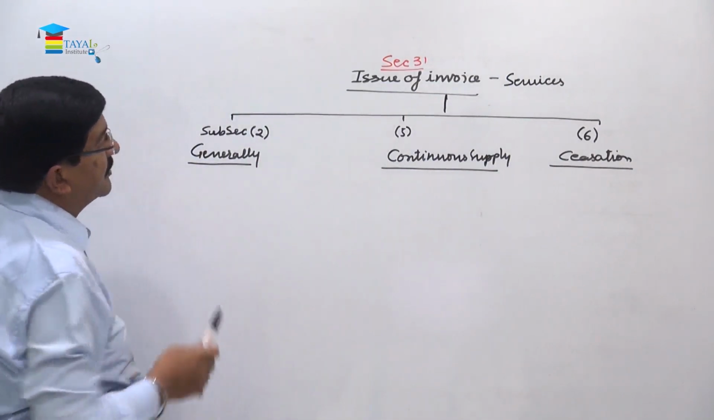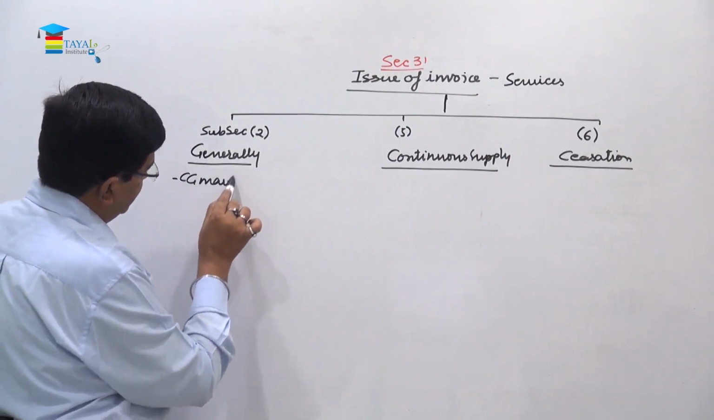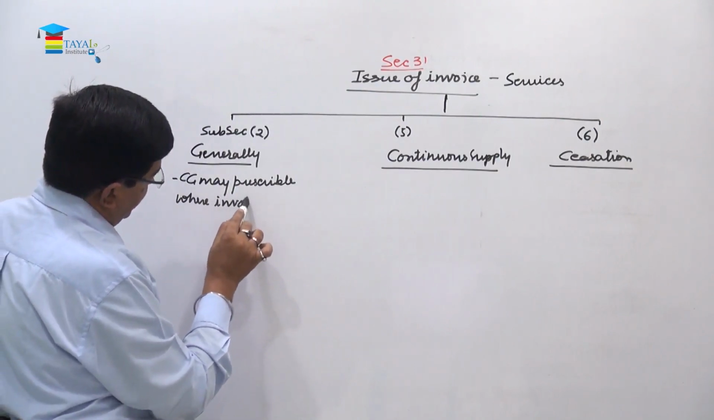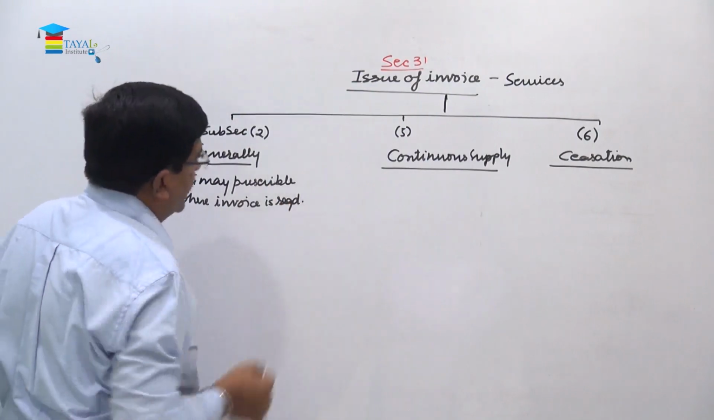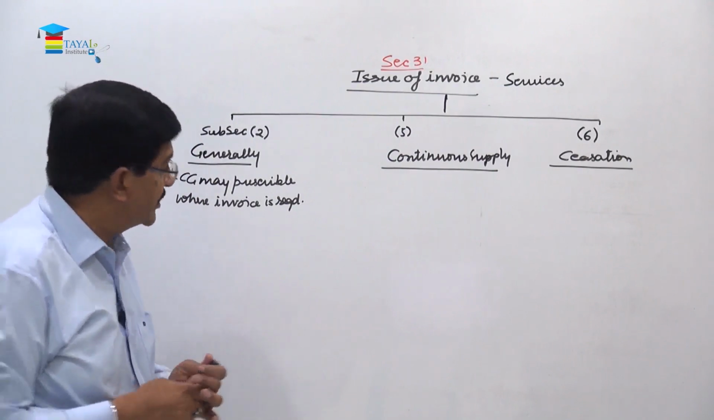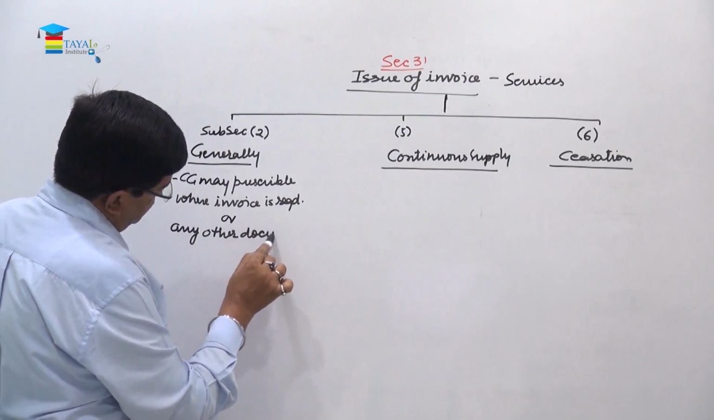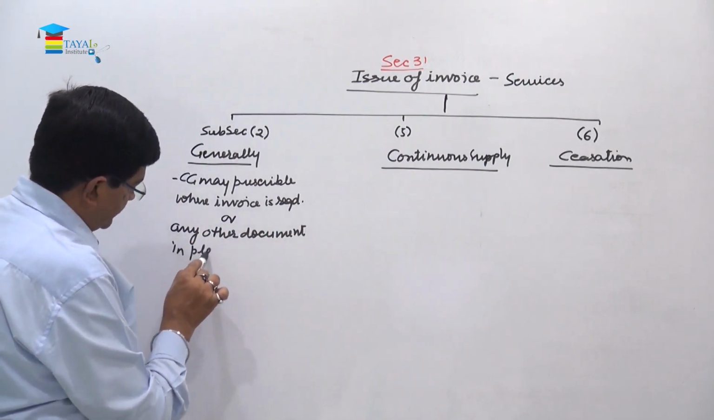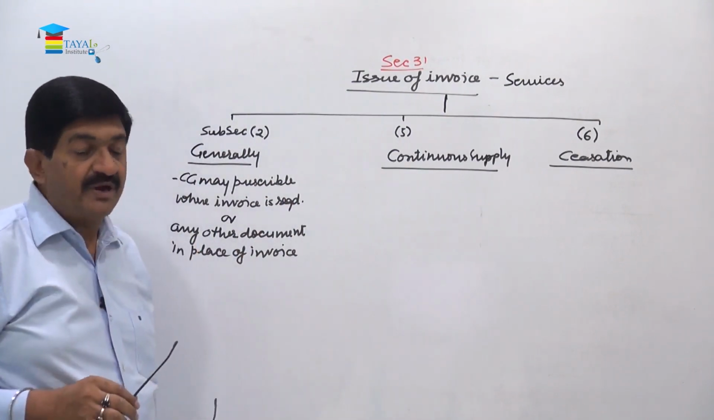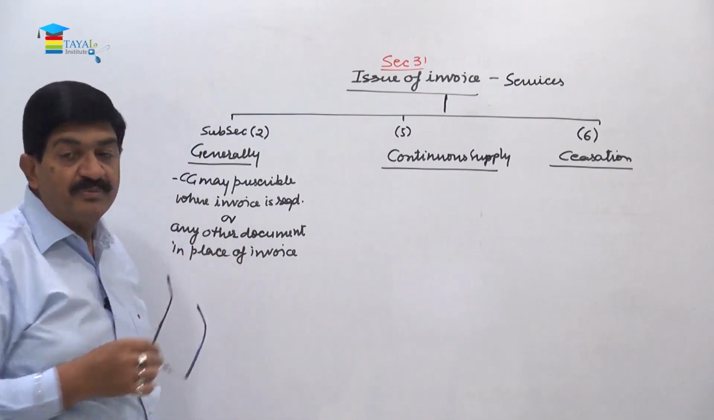So in case of supply of services, when the invoice is to be raised, this says central government may prescribe where invoice is required. In other words, where invoice is not required, right? So rather than giving the list of the cases where the invoice is required, it is the other way around, where invoice is not required, or any other document in place of invoice, that is also acceptable. So that is left to the government, that where the invoice is required, where the invoice is not required, and where some document other than invoice will also be acceptable as an invoice, that is to be prescribed by the government.